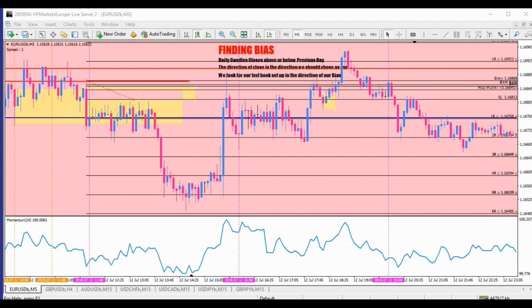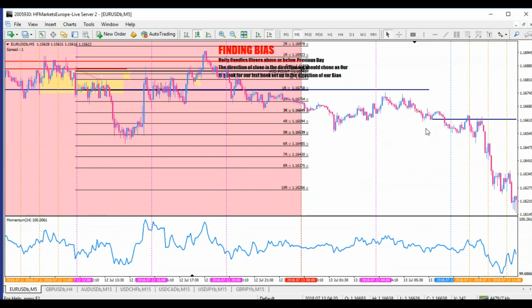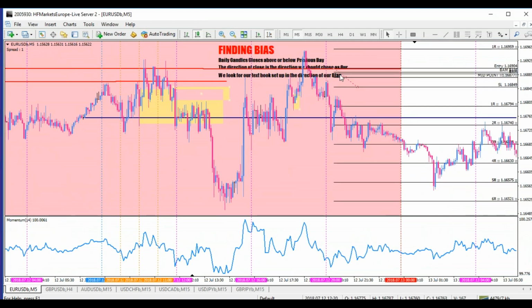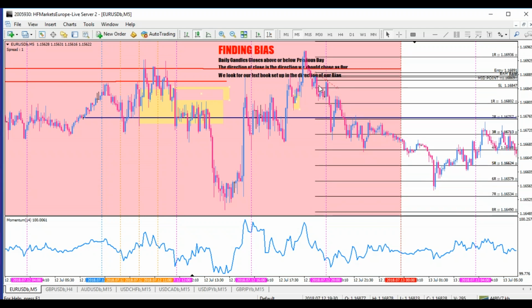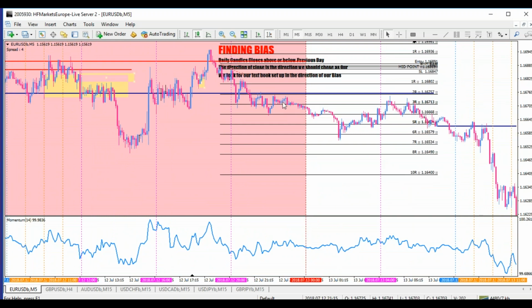So it dropped for some more R's. Let's measure that out. Entry there, and then boom, boom, boom. You got your 5R. You can let it still run if you want.